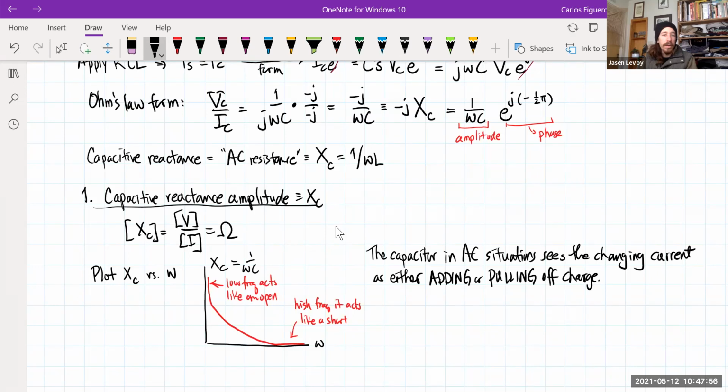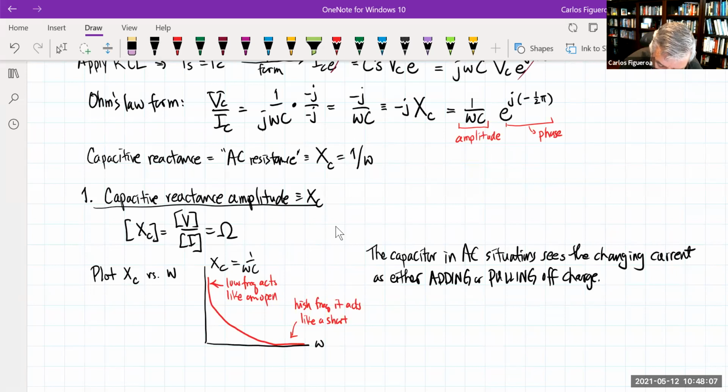Carlos, I think there's an error on the line above where it says capacitive reactance equals XC. Oh yeah, you're right. It should be a C. Thank you.